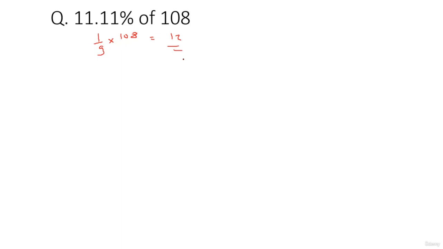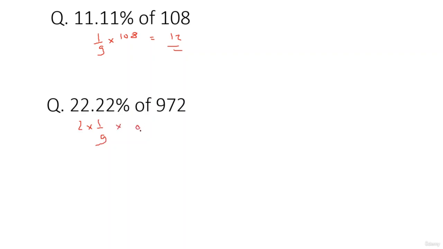Okay, let's see the next example. 22.22% of 972. Just now we saw that 11.11 corresponds to 1 by 9th. So it is basically 2 times 1 by 9th, or you can directly write it as 2 by 9 also. Your choice. 2 by 9 into 972. Okay, so 9 ones are 9 and 9 eights are 72, into 108.